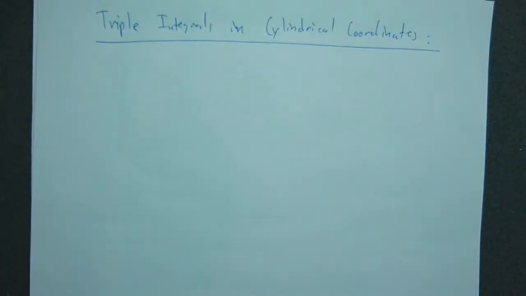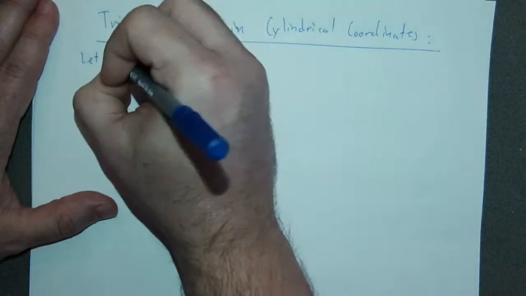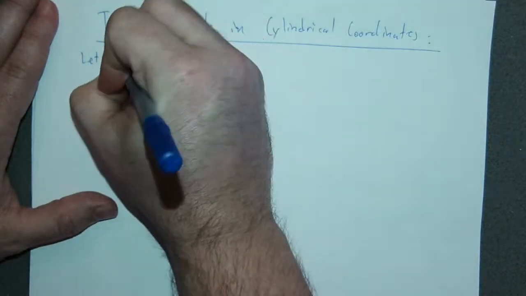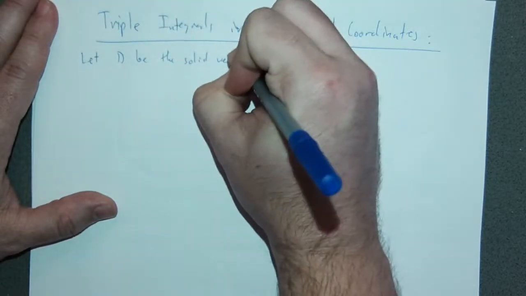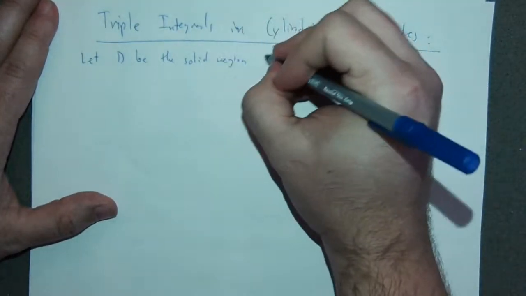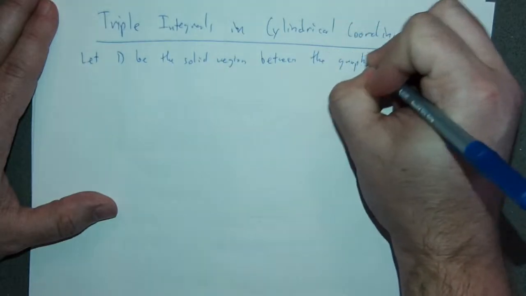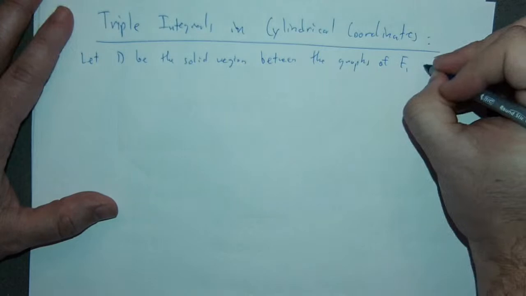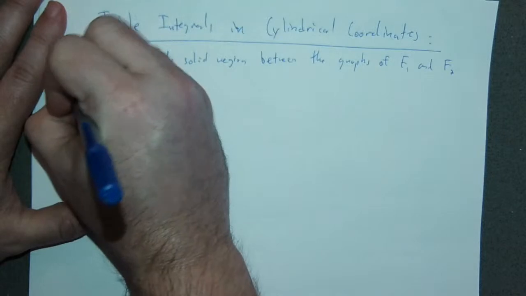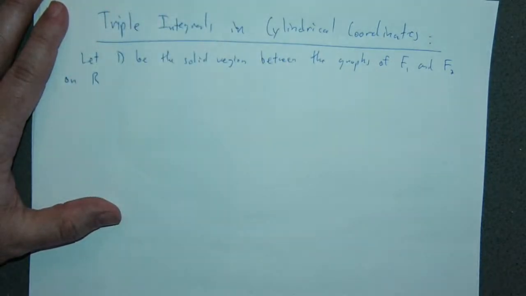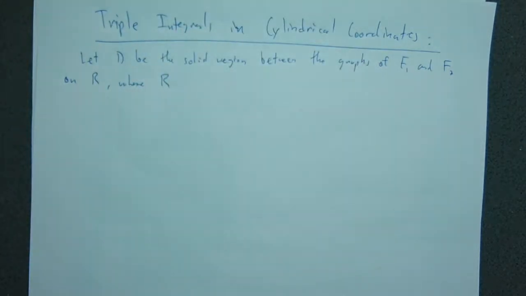How do I go about doing this? So let D be the region as I was talking about like 1 minute ago. So let D be the solid region bounded, we'll say, between the graphs of big F sub 1 and big F sub 2 on some region R, where R is described in polar coordinates.